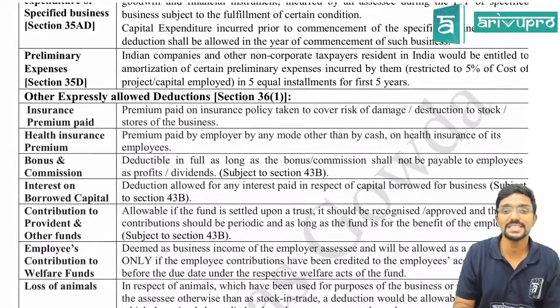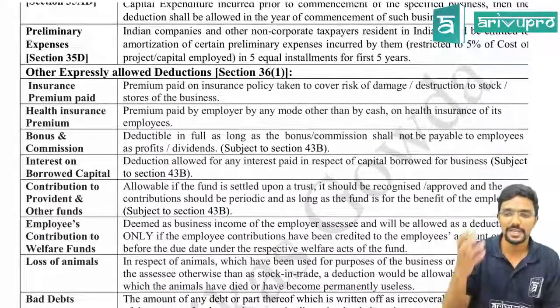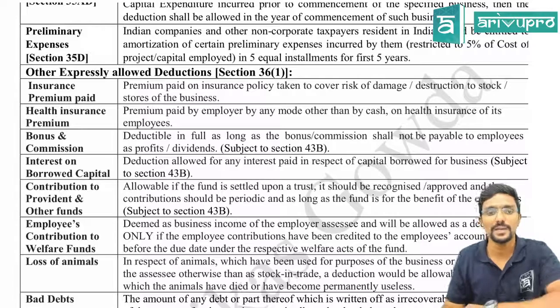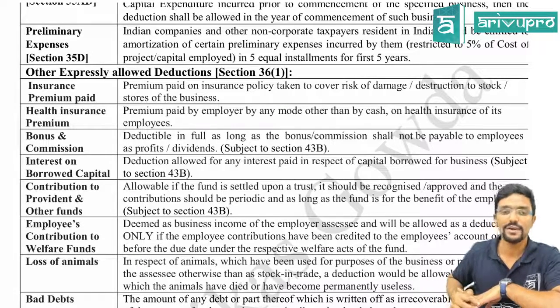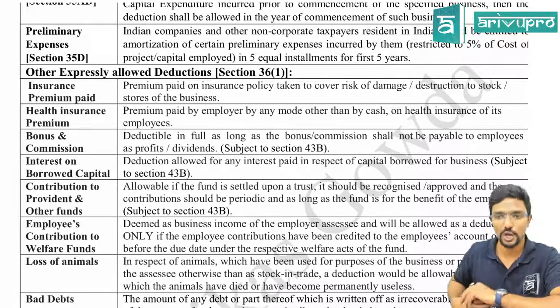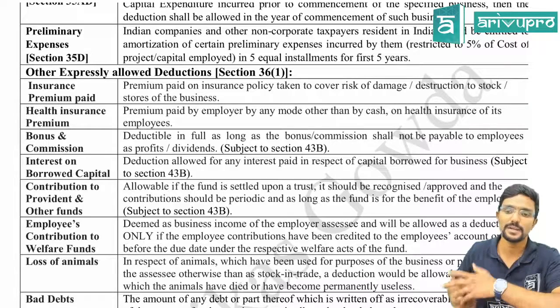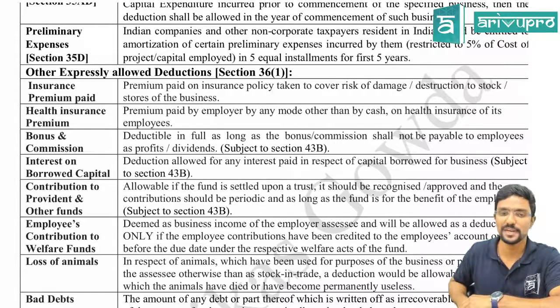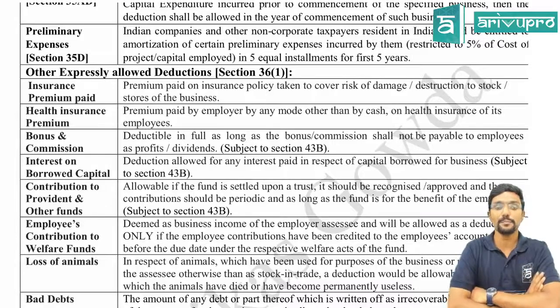Then comes 36(1). Under 36(1) there are various things. We will see one by one. Insurance premium paid. If I have taken any insurance policy on my stock and if I am paying premium on that, I can claim it as a business expenditure. Then health insurance premium paid on the employees of the company can be claimed provided it is not paid in cash. Even 1 rupee cannot be paid in cash.